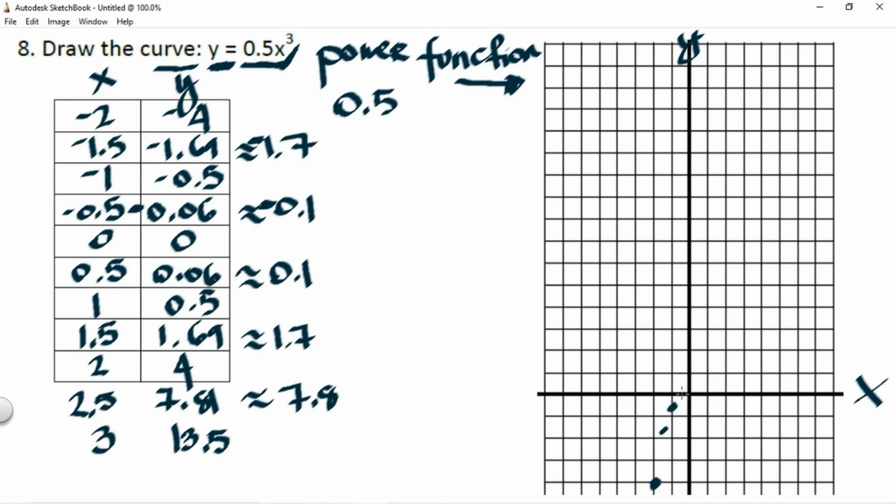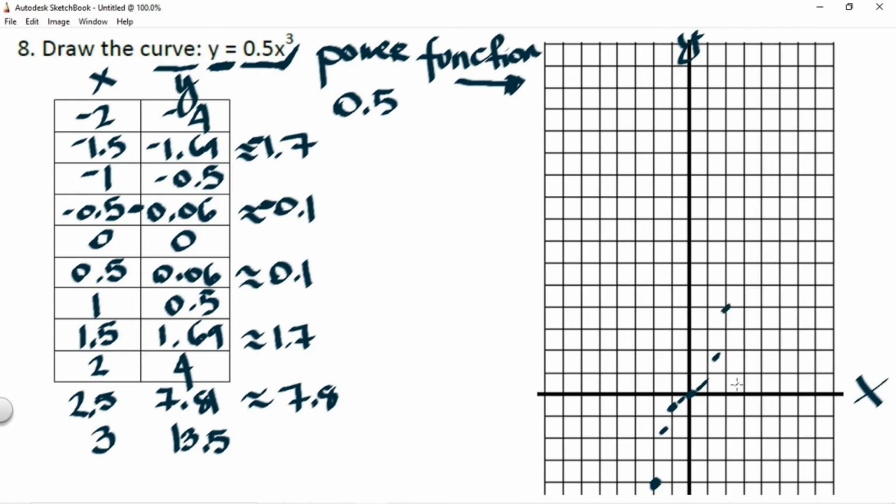If x is -0.5, y is -0.06. And then, finally, the half. If x is 0, y is 0. We are done with the first half. Let's proceed. If x is +0.5, y is +0.1. If x is 1, y is 0.5. If x is 1.5, y is 1.7. If x is 2, y is +4.